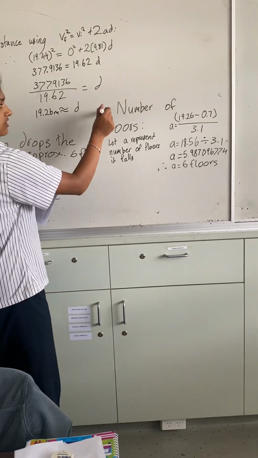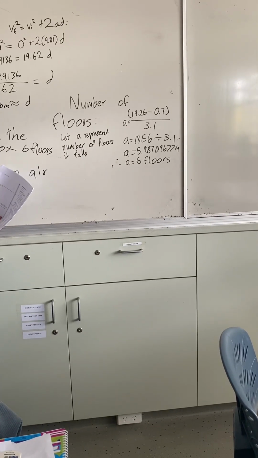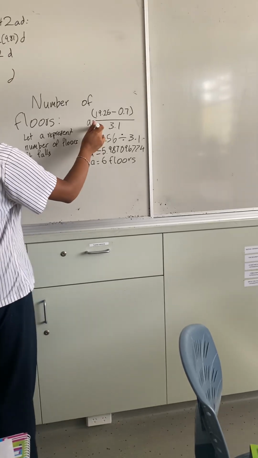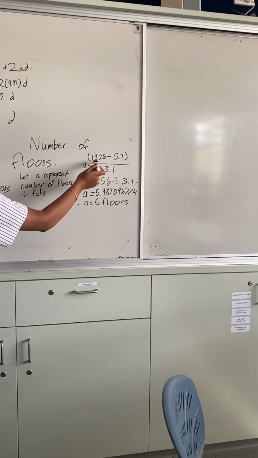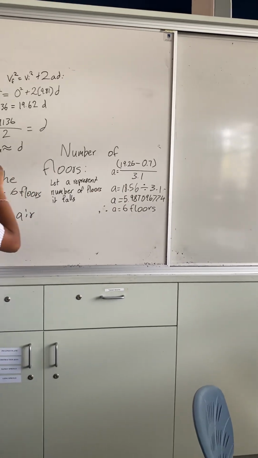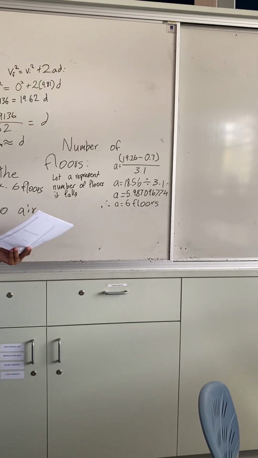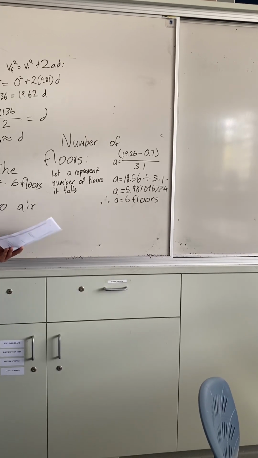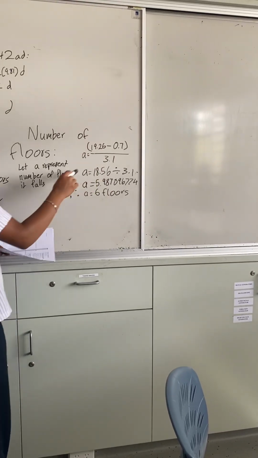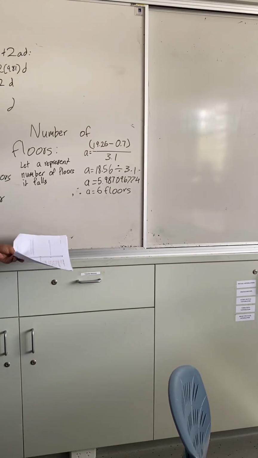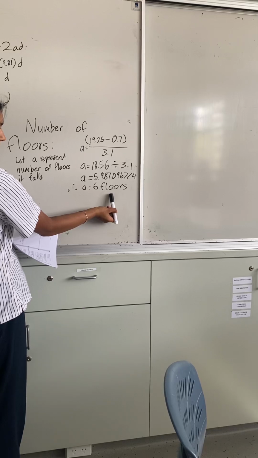And then to calculate the number of floors, we're going to let A represent the number of floors the phone is falling. So it initially falls off a ledge which is 0.7 meters. So you're going to take the number you get here and minus 0.7, and then you're dividing it by how tall each floor is. Each floor is 3.1 meters tall. So then you'll get 18.56 divided by 3.1. That will give the number of floors it drops. It falls approximately 6 floors when you round it off.